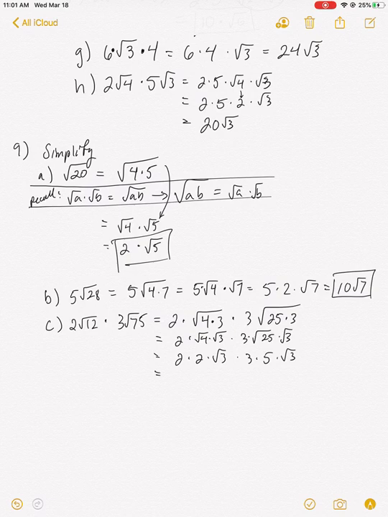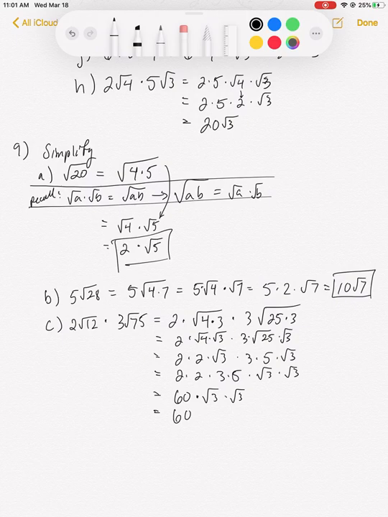All right, and we're going to multiply our numbers together. 2 times 3 times 5 times square root 3 times square root 3. 2 times 2 is 4. 4 times 3 is 12. 12 times 5 is 60. 60 times square root 3 times square root 3. Okay, remember using the product rule, we can put those two together. 60 times the square root of 3 times 3, which is equal to 60 times the square root of 9. Okay, we know that the square root of 9 is 3, and we know that 60 times 3 is 180.